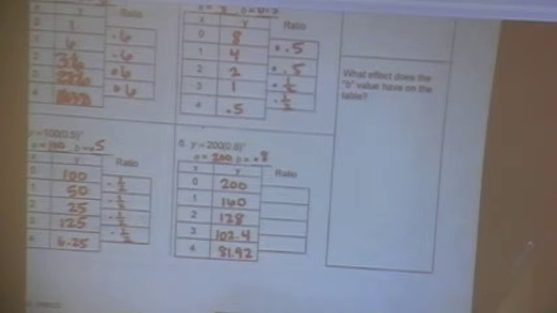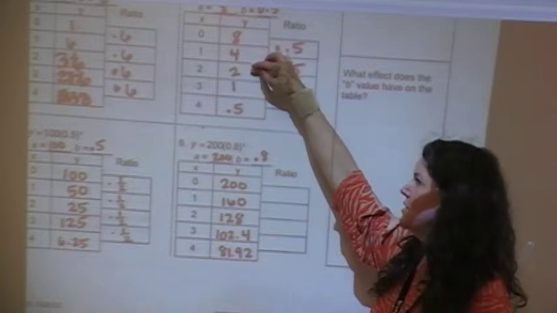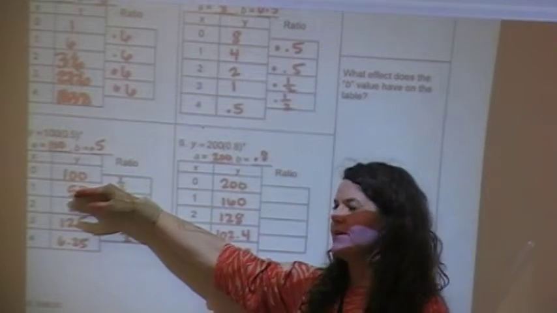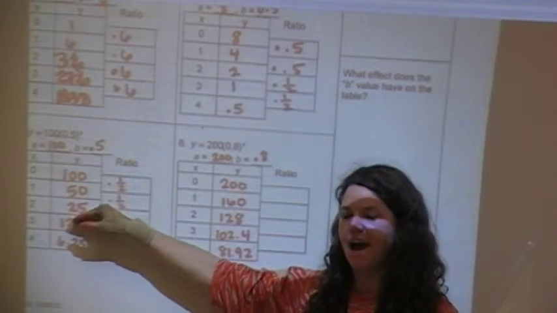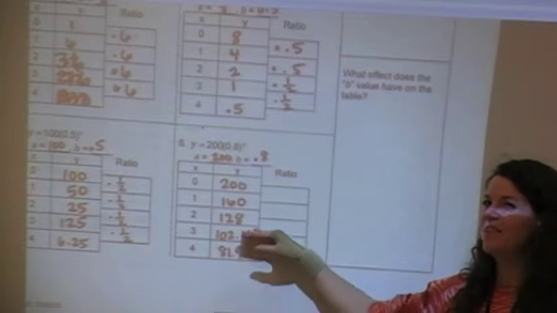Okay, now this one, it's not as easy to see. All of these others were super easy to see. From 8 to 4 is clearly half. 4 to 2 is a half. 100 to 50 is a half. 50 to 25 is a half. So that one's pretty clear and easy to see. I can't see what this is.